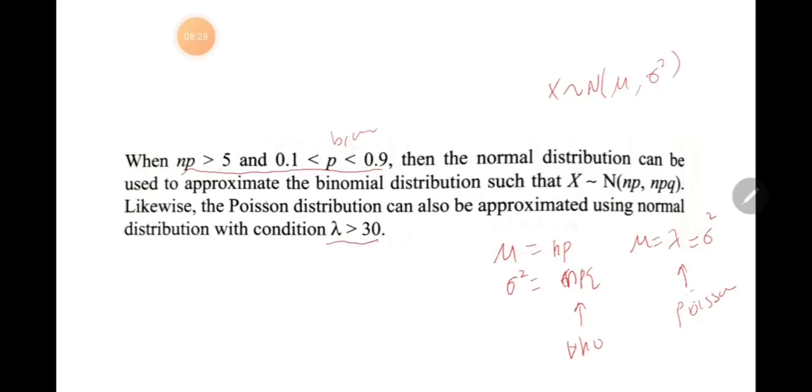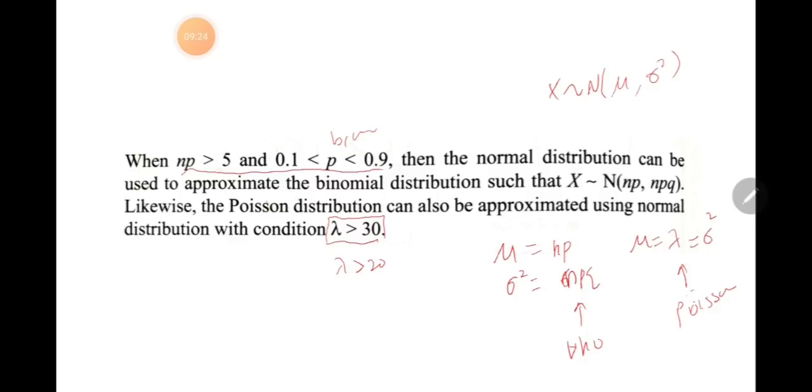Just bear in mind that different books might have slight differences in the condition. Some books take lambda greater than 20. This book plays it safe, because it wants the approximation to be really, seriously close to the normal distribution, so it takes a rather large value, which is about 30 for lambda, compared to other books that might use 20.